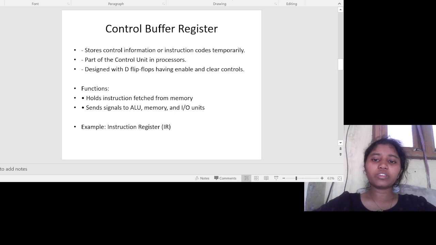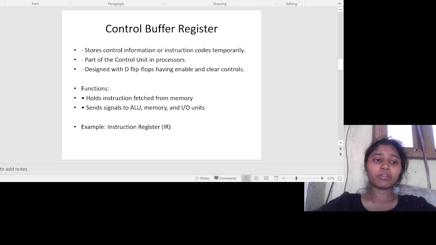Now the control buffer register. Control buffer registers are used to store control information or instruction codes temporarily. It is a part of the control unit in a processor, designed with D flip-flops having enable and clear controls. These registers hold instructions fetched from memory and send signals to the ALU and memory input units. An example is the IR, whose full form is instruction register.